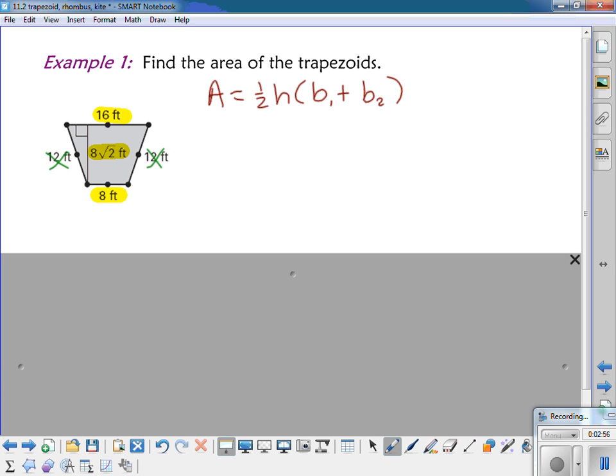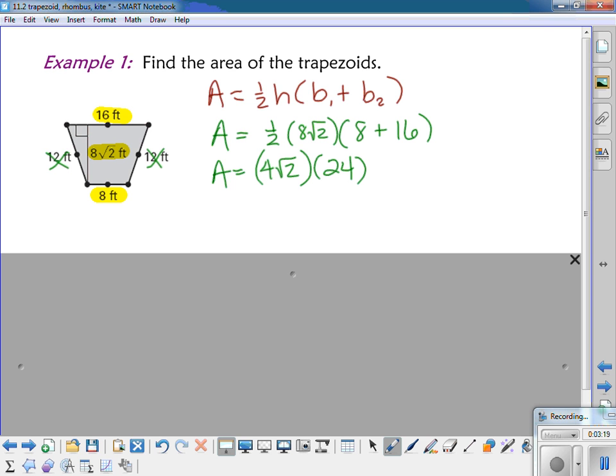So let's go through now and plug in what I know. So half of the height, so 1/2 times 8√2 times base 1 plus base 2, so 8 plus 16. And then you just simplify. Half of 8√2 would be 4√2, and 8 plus 16 is 24. And so then the area would equal 96√2 square feet, because 4 times 24 is 96.